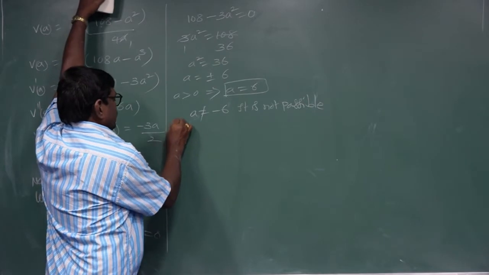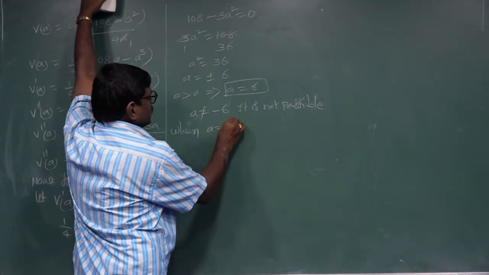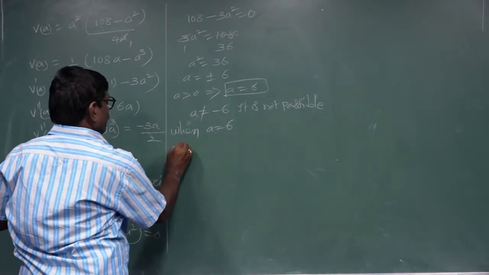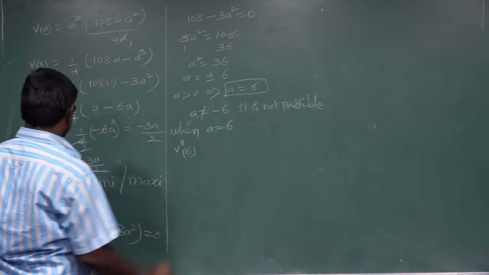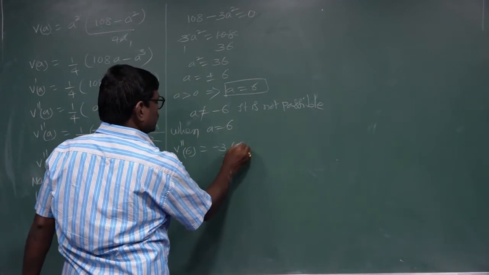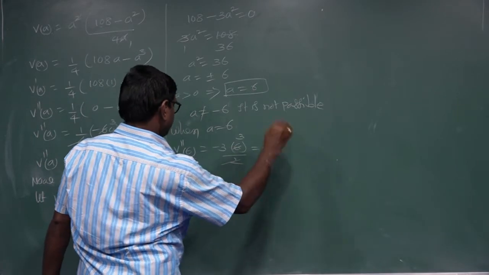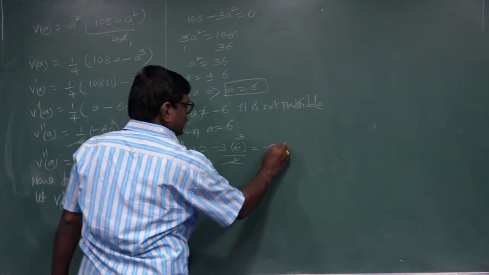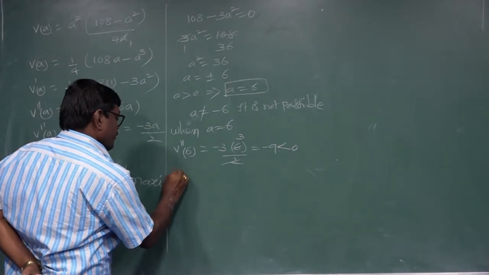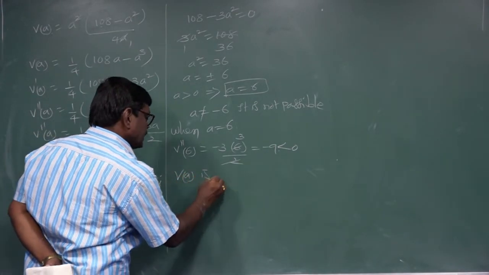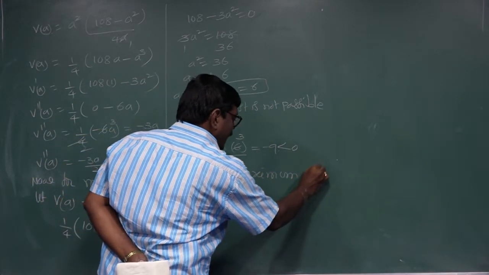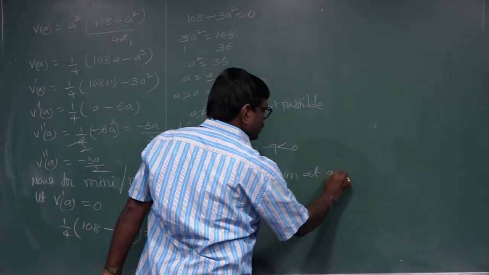Next, when A is equal to 6, a positive value, substituting into V double dash 6, it equals minus 3 into 6 by 2, which is minus 9, less than 0. So V of A is a maximum at A equal to 6.